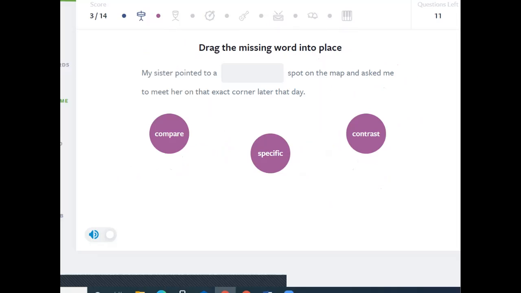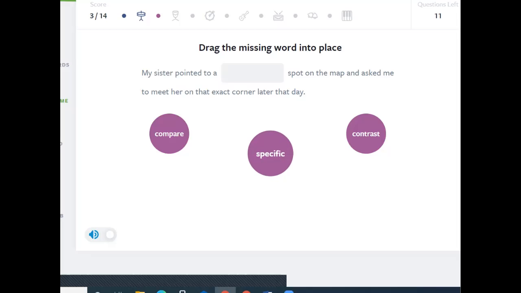All right, we have one more point. Drag the missing word into place. Again, we're going to find the word that belongs in the blank. My sister pointed to a blank spot on the map and asked me to meet her on that exact corner later that day. Let's see, we can choose compare, specific, or contrast. Oh, that word exact. I've seen that word exact. If I look at the word specific in my notes and I look at its definition, it says exact. I'm going to try it. My sister pointed to a specific spot on the map and asked me to meet her on that exact corner later that day.